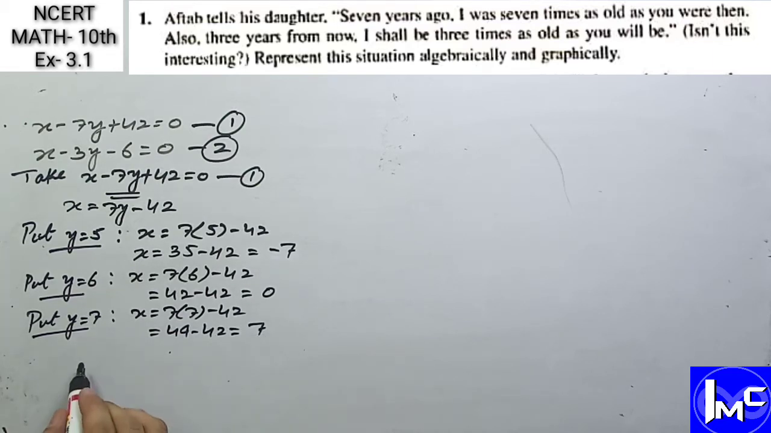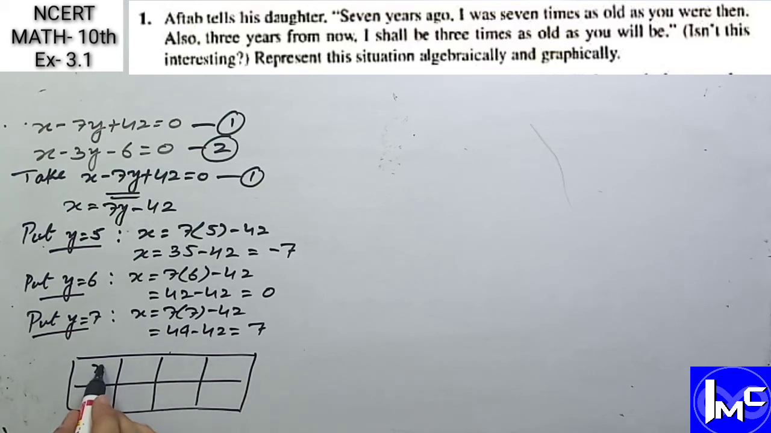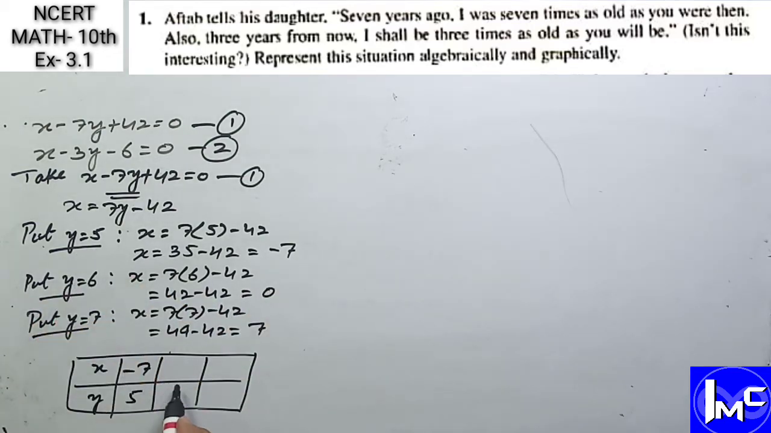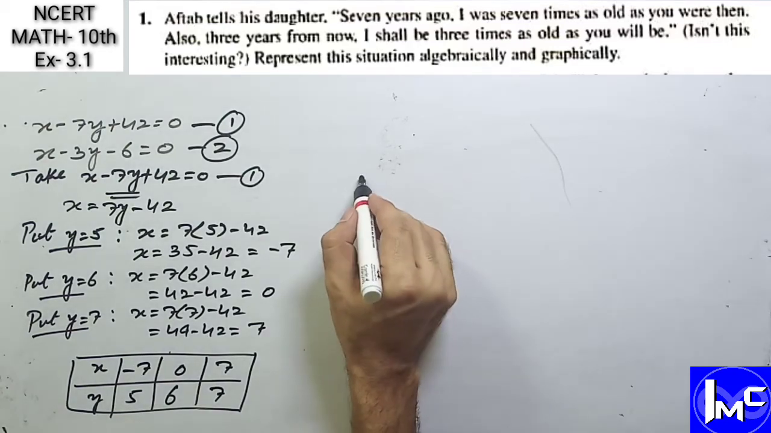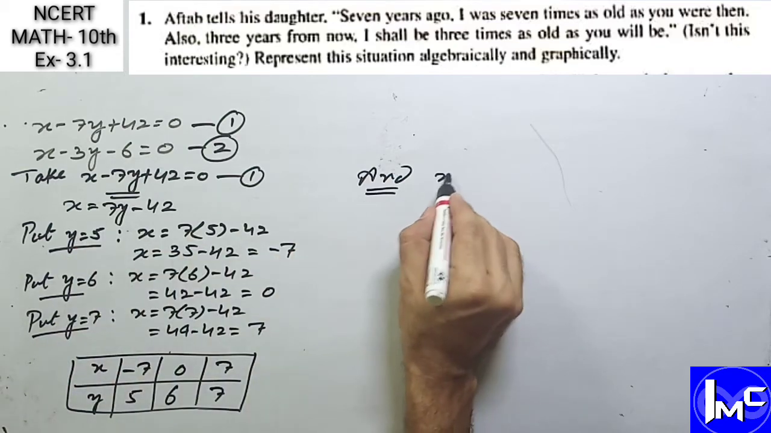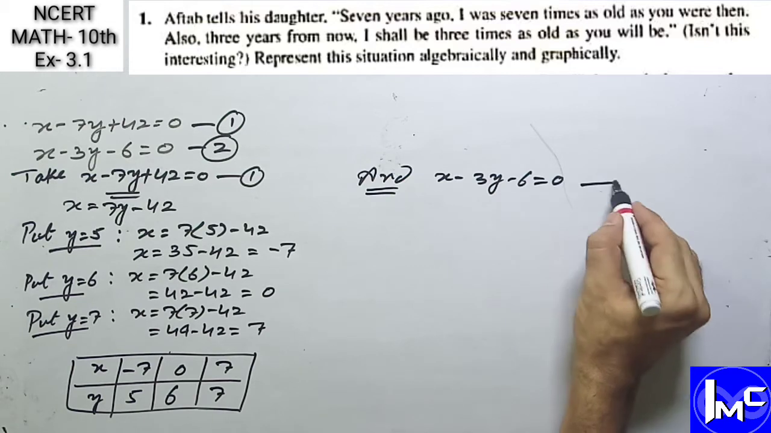So our solution space will be x and y, and for y is equal to 5 we get x minus 7, for y 6 we have x 0, and for y 7 we have x 7. Similarly for the second question, the second question is x minus 3y minus 6 is equal to 0.